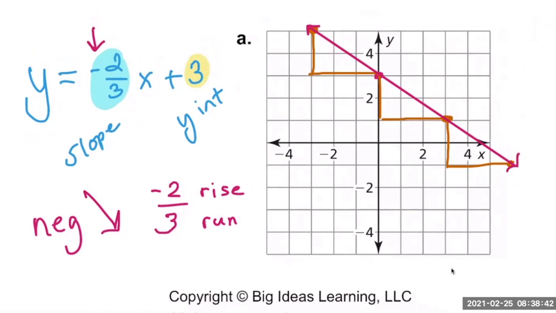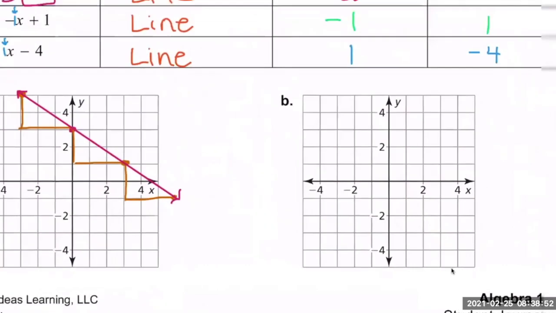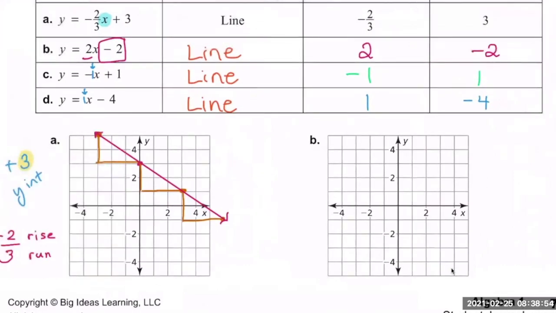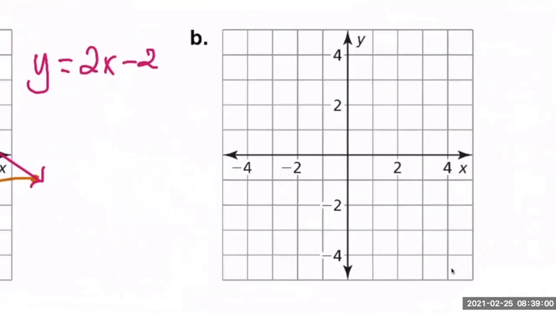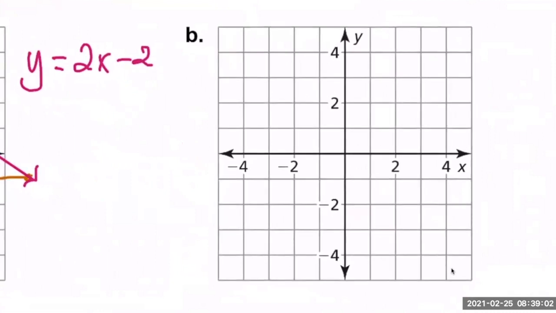If I'm ever going too fast, you can always pause, rewind, do what works best for you. But I'm going to move on to B. I'll do B with you, and then you'll do C and D on your own. So again, I'm going to write down my equation. So y equals 2x minus 2. And sorry if you hear some barking in the background.